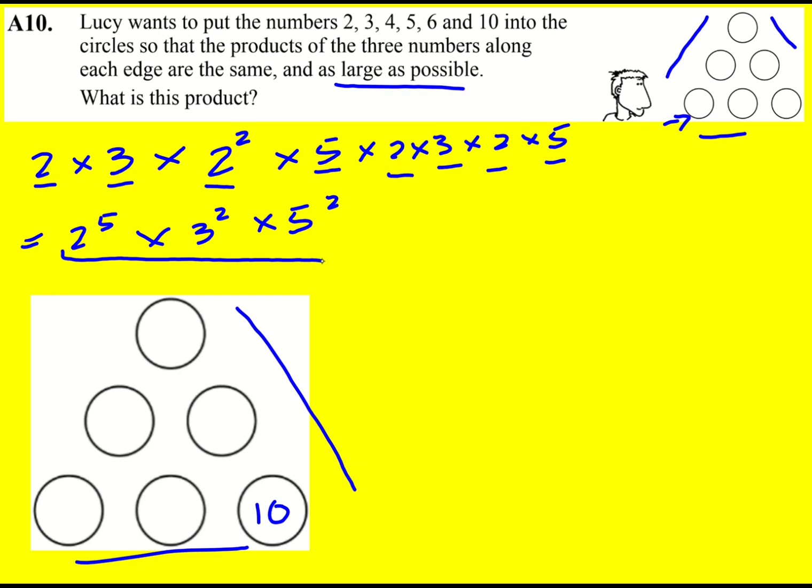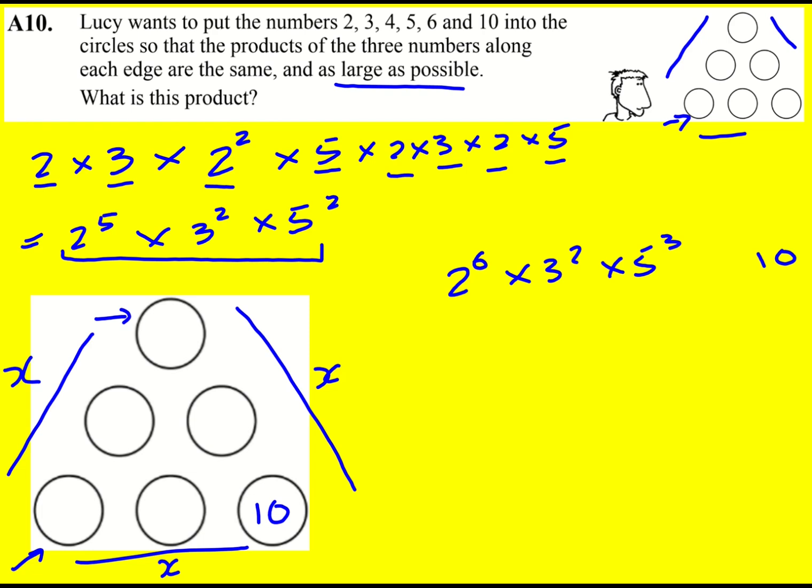Now my product of all the numbers, because I'm including 10 a second time, is going to become 2 to the 6 times 3 squared times 5 cubed. Let me just explain what this number is: it's all of the three edges multiplied together, including 10, but I haven't yet included this one here or this one here. And I need all of the powers to be divisible by 3, because at some point I can cube root this, because I'm multiplying these together, but they all have to be the same. So I'm finding like x cubed.